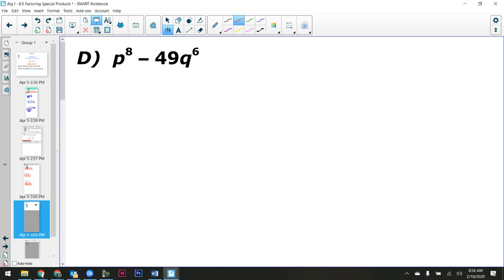Are these perfect squares? Is p to the 8th a perfect square? Yeah, how do I know? The power is divisible by 2. Is 49 a perfect square? Yes. That's 7 squared. Is q to the 6th a perfect square? Yes. So this is a difference of squares. So how do we write that then? Okay. Well, there's a minus and a plus, right? Okay, what's the square root of p to the 8th? Anybody have an idea?